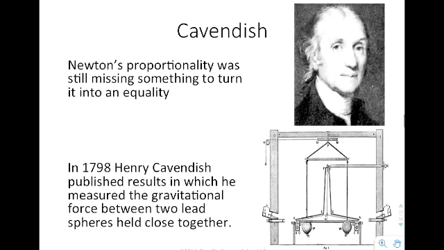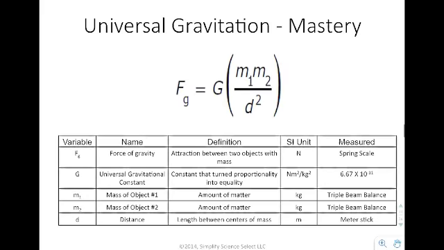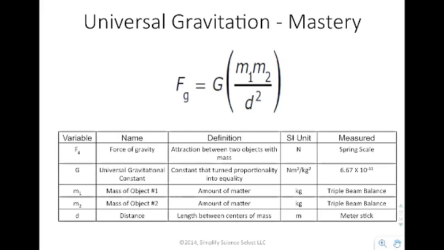Okay, Cavendish actually came around and he took Newton's proportionality and turned it into an equality. And what he did is he had this brilliant setup where he had 2 metal balls, and he was able to figure out the gravitational attraction between them. When he did that, he came up with this. And this is what Newton's law of universal gravitation is actually called.